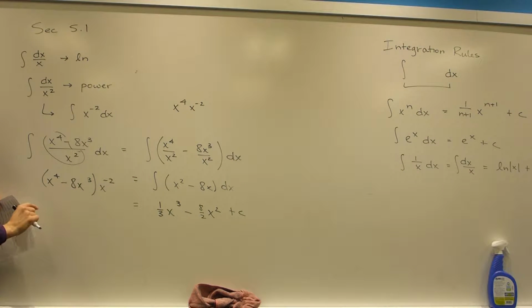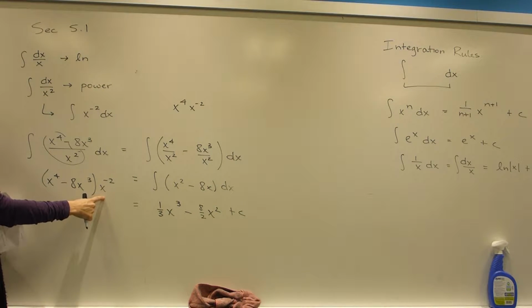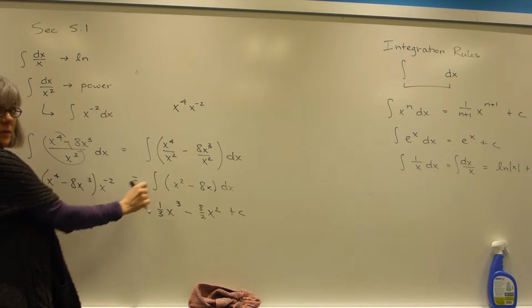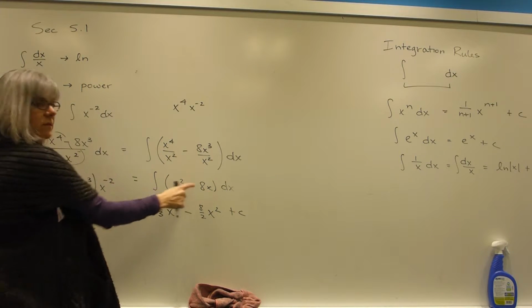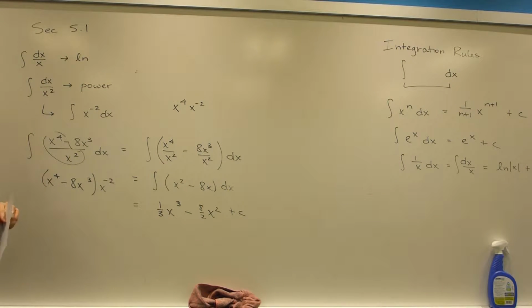But then you distribute. So now you've got x to the fourth times x to the minus 2, which is x squared. And you have 8x cubed times x to the minus 2. You add those exponents and you get that. So it's a different process doing the same thing. Yeah, that's fine. Just those can't cancel, right? Everyone sees that. You can't.